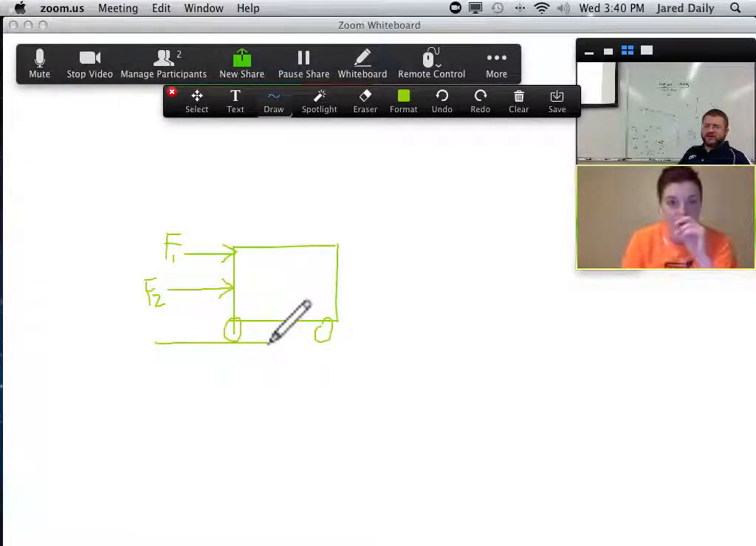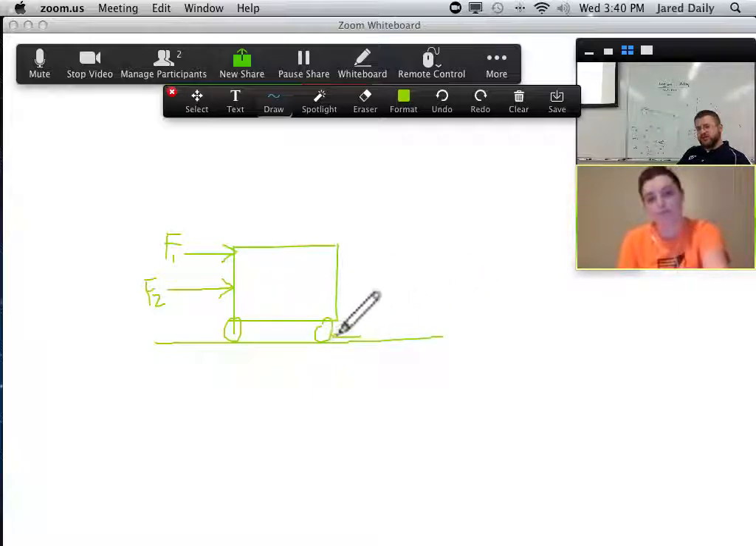I'll give you a clue. It's rolling along the ground. Friction. Frictional force. Which way is the frictional force going to be pointing? Opposite of the normal force. So if they're pushing the cart to the right, then that frictional force is going to push to the left, where the ground contacts the wheels. We'll call that little f.